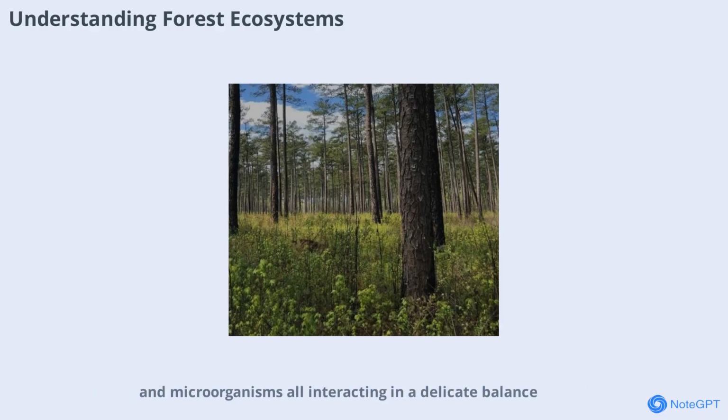A healthy forest is a complex ecosystem made up of trees, plants, animals, and microorganisms, all interacting in a delicate balance. Understanding these relationships is essential for effective management. Each species plays a unique role, from decomposing organic matter to pollinating plants. Human activities can disrupt this balance, so it's important to consider the needs of the entire ecosystem when making management decisions. By fostering biodiversity and protecting natural processes, we can help forests thrive and provide valuable services like clean air, water, and habitat.